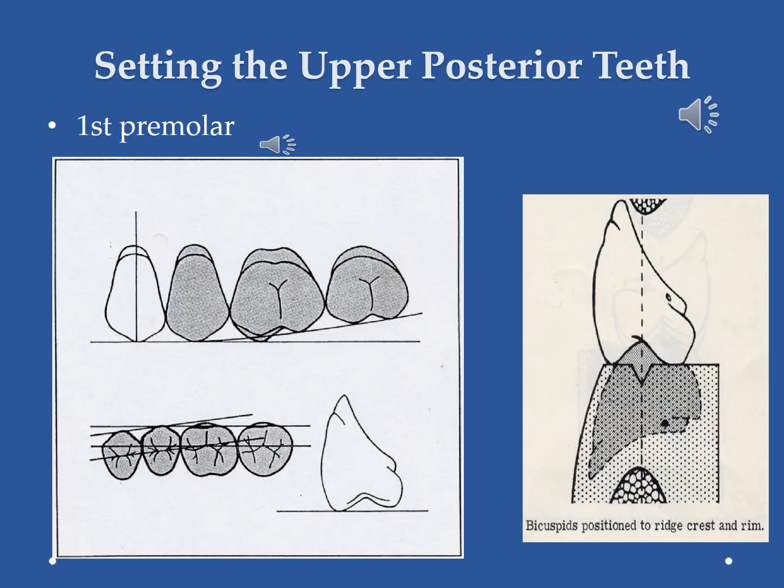Moving to the posterior teeth, we start with the first premolar, upper first premolar. From the buccal side, the long axis of the tooth is perpendicular to the occlusal table. From the profile or the side view, only the buccal cusp is touching the occlusal table, while the palatal cusp is above the occlusal table. The picture on the right side shows that the long axis of the tooth or the central fossa of the first premolar is in a line with the crest of the upper ridge.